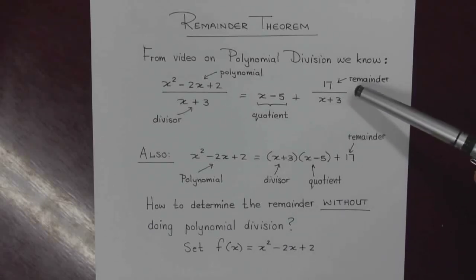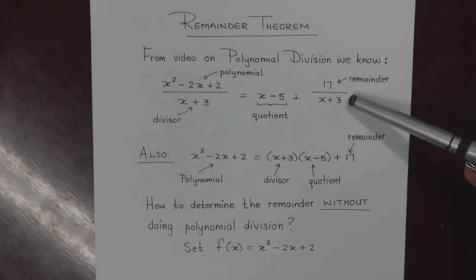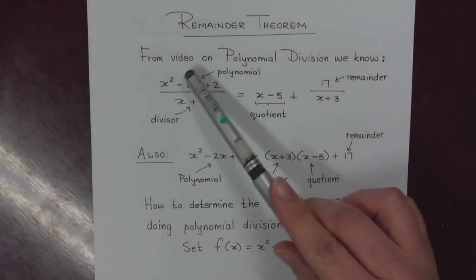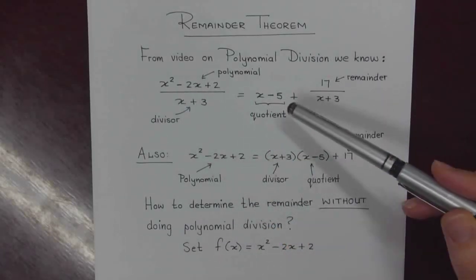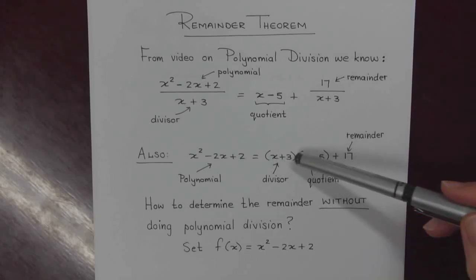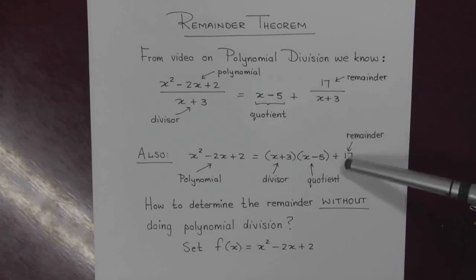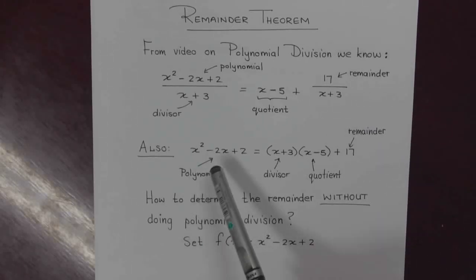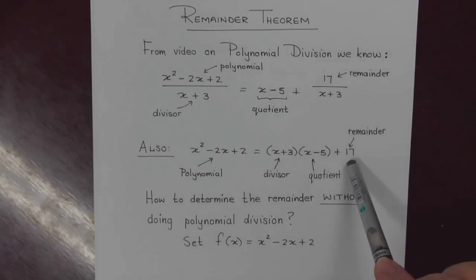Now, we can convert this format into the following format, and we can do this by simply multiplying every single term by x plus 3. So if I multiply that fraction by x plus 3, I get back to the polynomial, and then there's the quotient multiplied by the divisor, and then also if I multiply that by the divisor x plus 3, I end up with the remainder. Now yesterday we called this the Euclidean property. So the Euclidean property says any polynomial can be written as the divisor times the quotient plus the remainder.